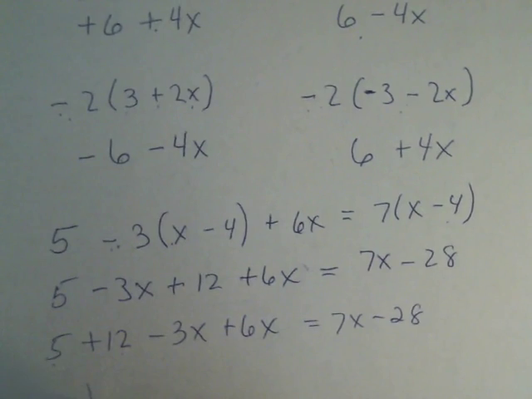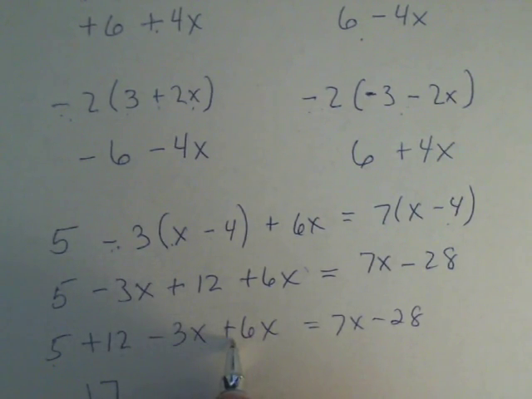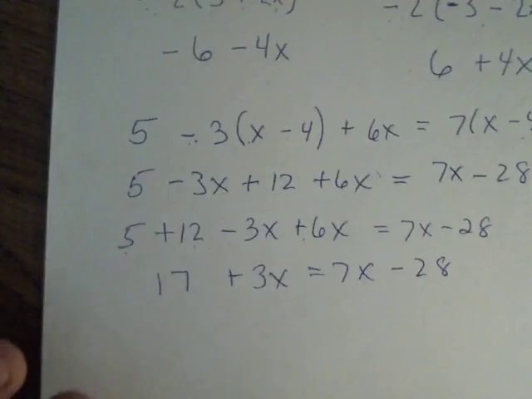Now I combine these two to get 17, -3 and +6. When you're combining like terms, you have a negative and a positive. You're theoretically subtracting the two. 6 is bigger and it's positive, so that gives me +3x. Okay, now I have 3x + 17 = 7x - 28.